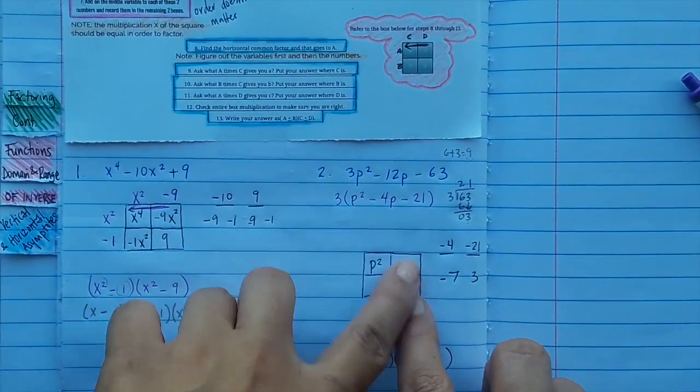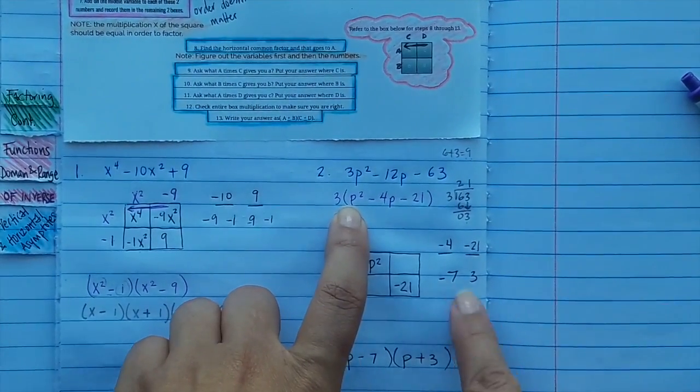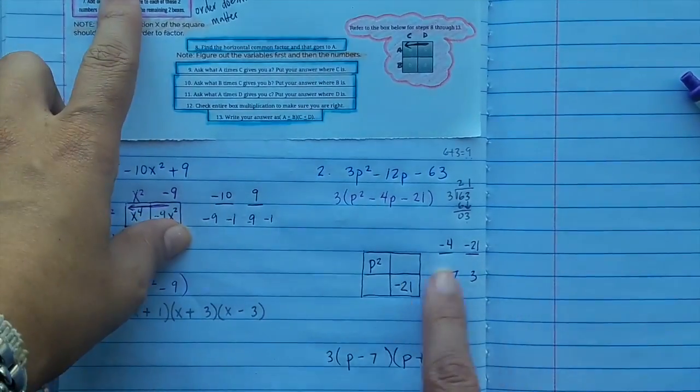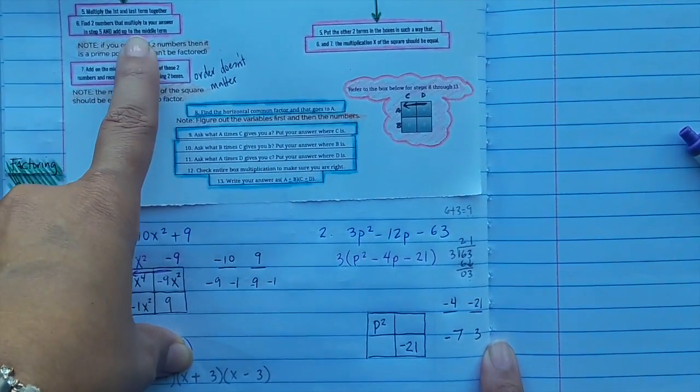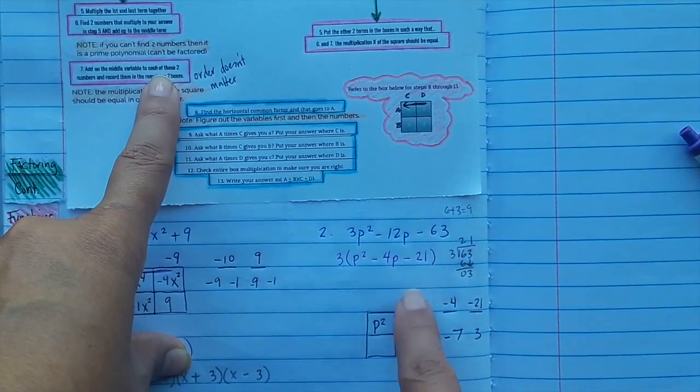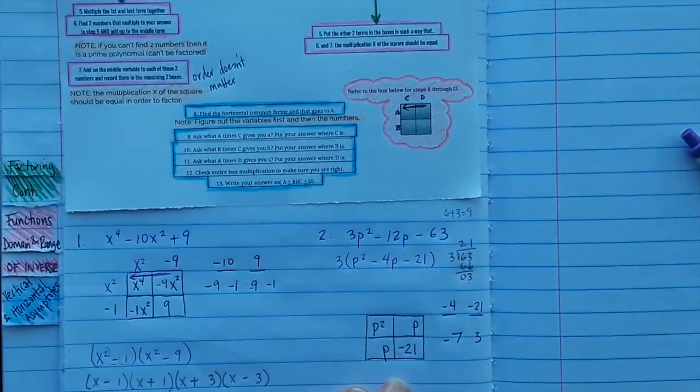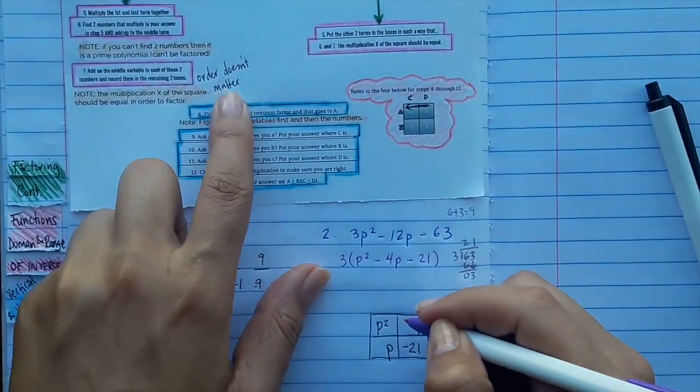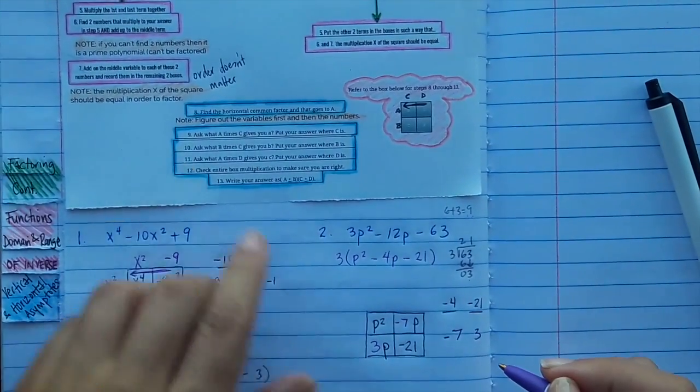Alright, then you put the middle term, which is p. The middle variable rather, in the remaining 2 boxes, and then the order doesn't matter, however you want to put it. So I'm putting negative 7 and 3.